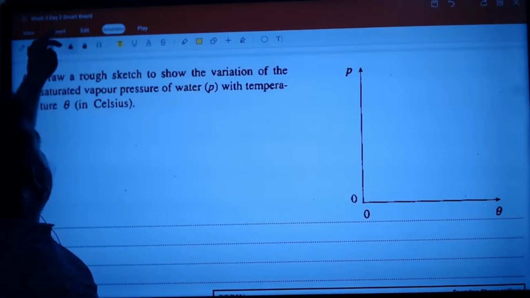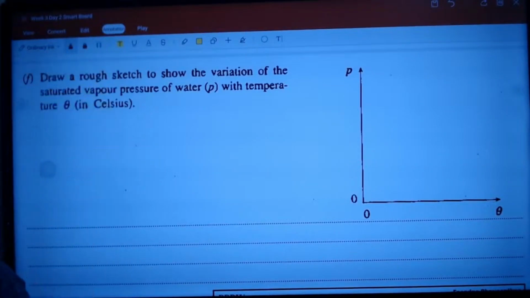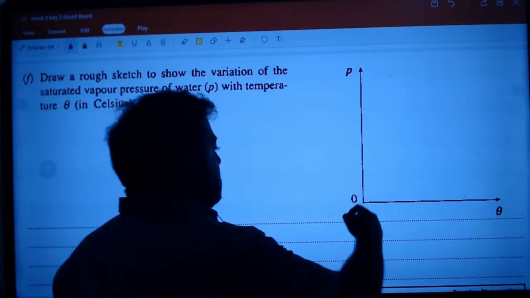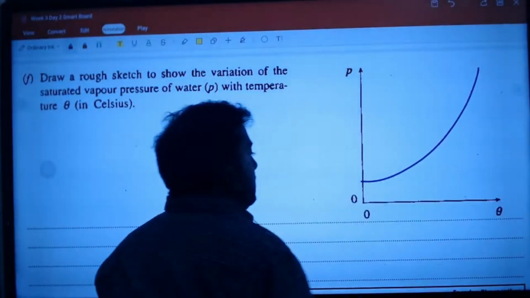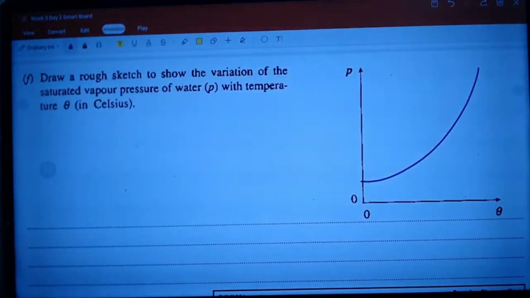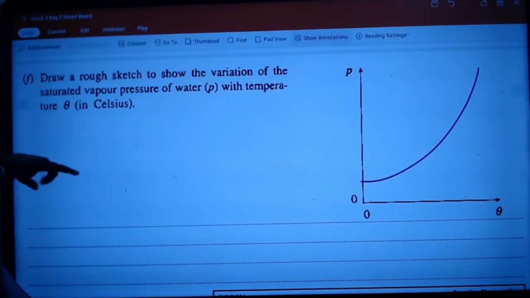Draw a rough sketch of the variation of saturated vapor pressure with temperature. Curve like this. You have done this in humidity.